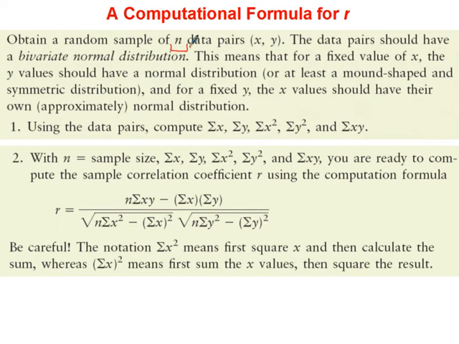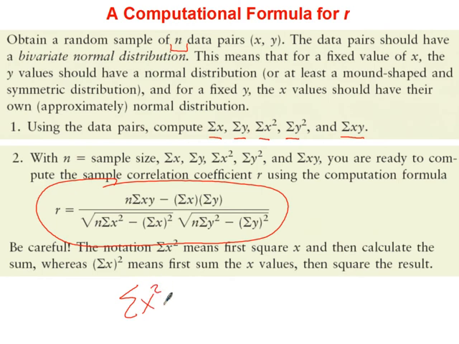Okay, I'm going to tell you this in a little bit, but you could find the sum of x, sum of y, sum of x squared, sum of y squared, and the sum of xy, and here is your computational formula for r. Be careful. In there is the sum of x squared, and then there is the sum of x with parentheses squared. They do not mean the same thing.